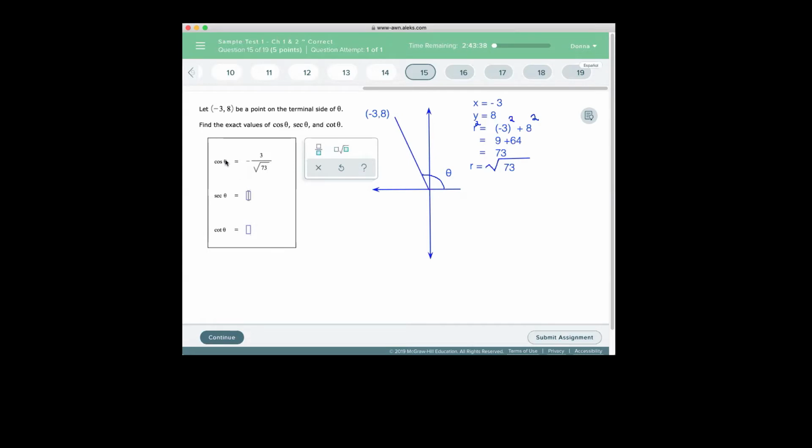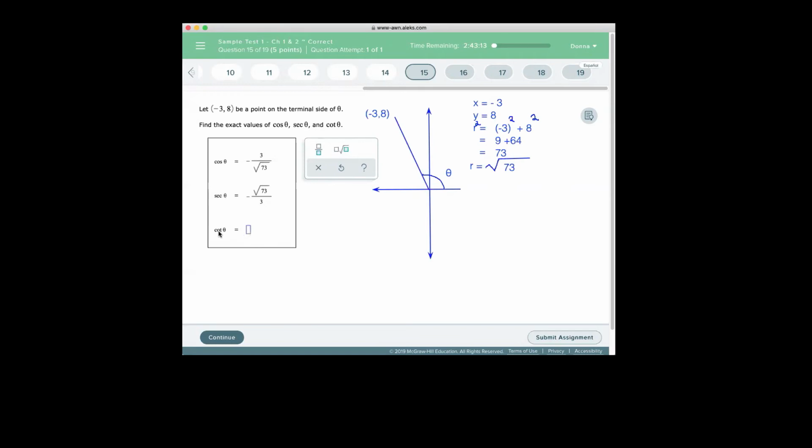We know that cosine and secant are reciprocals, so if we have cosine represented as a rational expression, then secant will be the reciprocal, or the flip, of that rational expression. So we're going to have root 73, pardon me, I should have a minus out front, divided by 3. And since cosine is negative, secant shall also be negative.